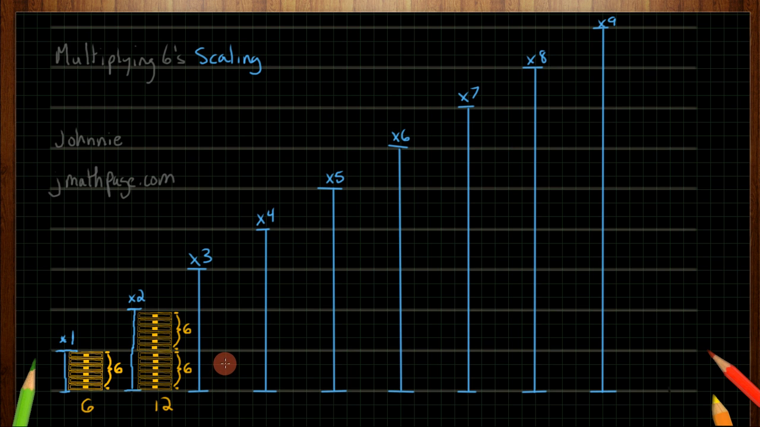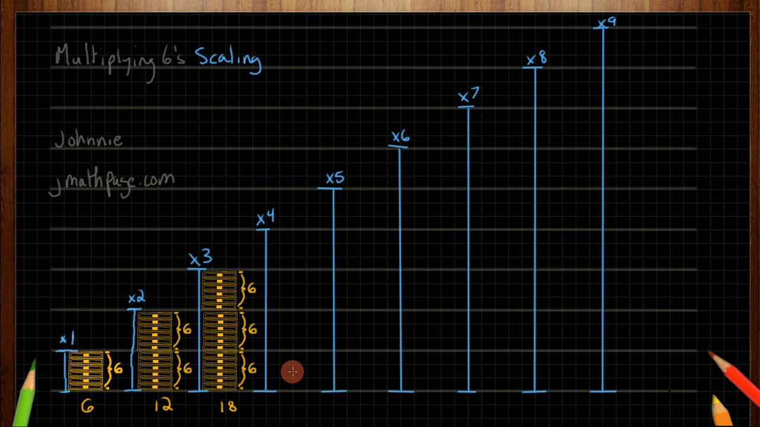What about 3 stacks of 6 boxes? 1, 2, 3 stacks of 6 boxes. How many boxes? Well, 6 and 6 is 12. 12 and 6 gives me 18. That's great. 18 is 3 times as much as 6.